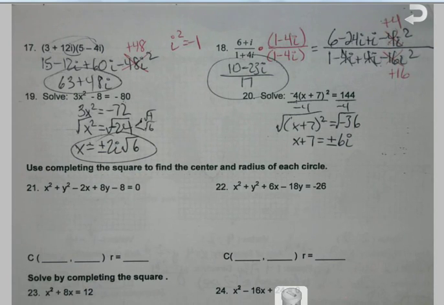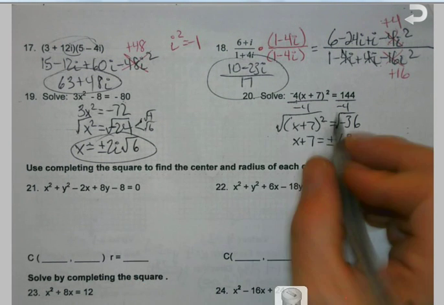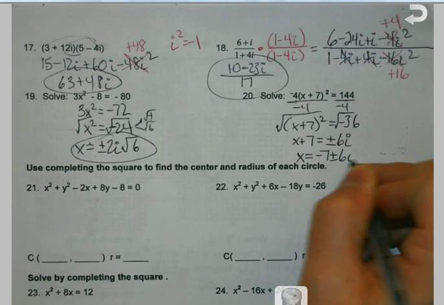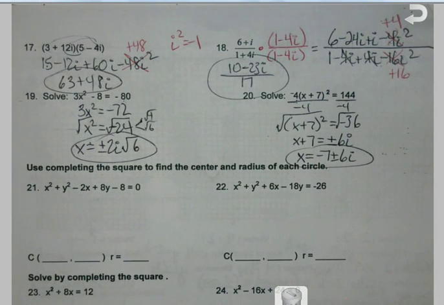Okay, that one turns out nice. Negative 36, so the square root of 36 is 6, along with the i. And then subtract the 7, and I'm good to go.